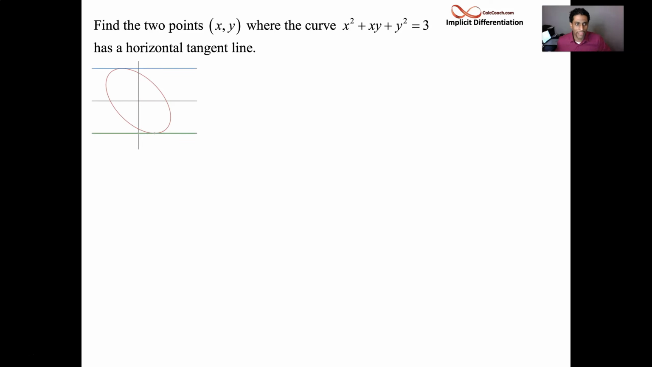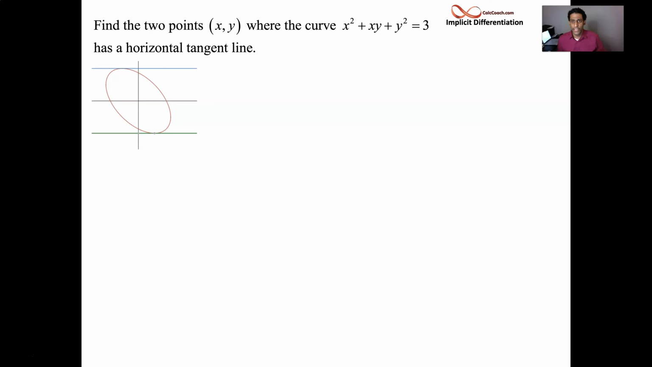Okay, so there's the graph. It is an oblique ellipse that's been shifted and rotated, and it's our job to find the x and y coordinates for the points that give us a horizontal tangent line.